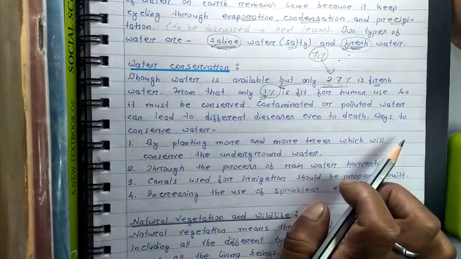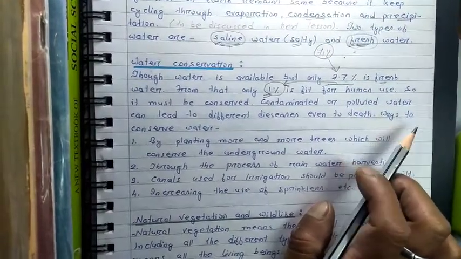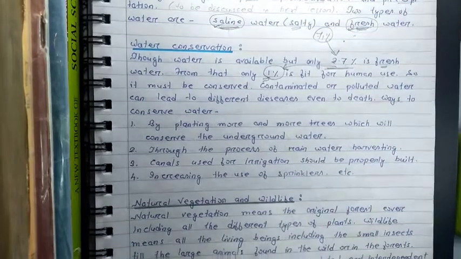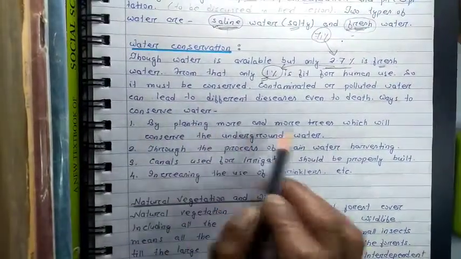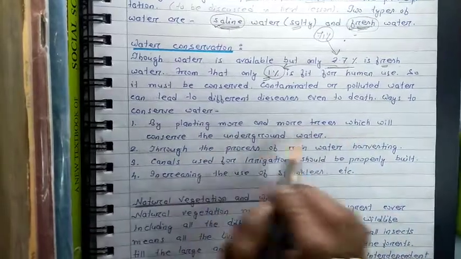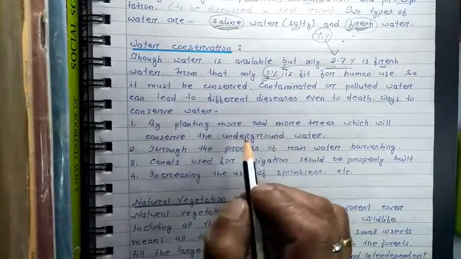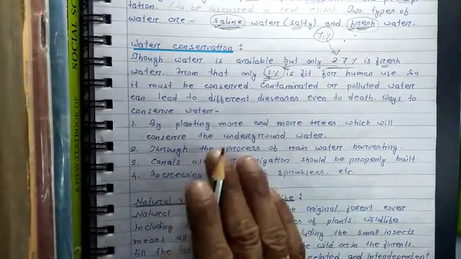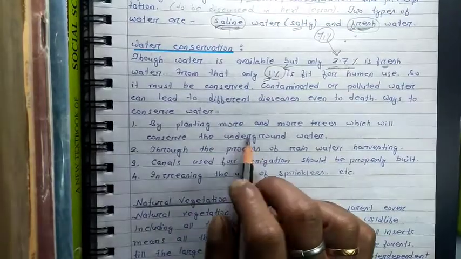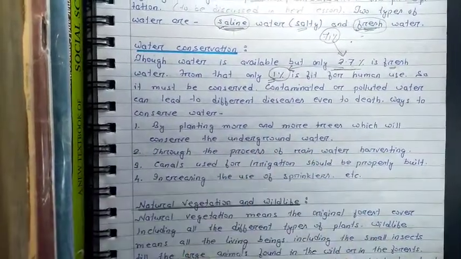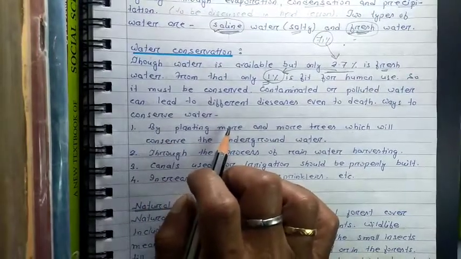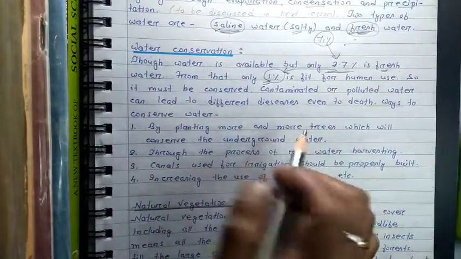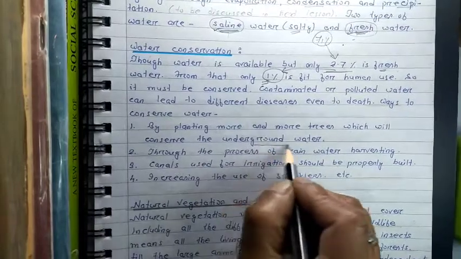Now the question comes: how can we conserve water? Different ways are there. I have tried to show you a few points here. The first one: by planting more and more trees, which will conserve the underground water. You know, water is stored under the earth's surface. Already in class 7 you learned about underground water and its uses and importance. If we plant trees, the roots of the trees will hold the soil tightly, and that will also conserve the underground water.